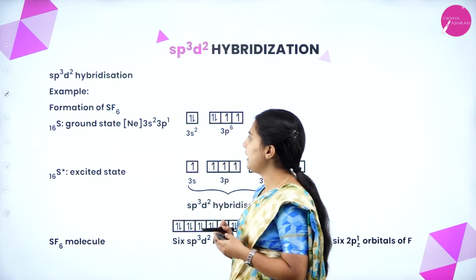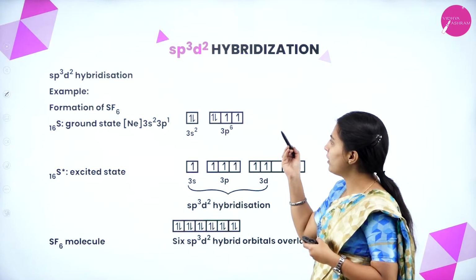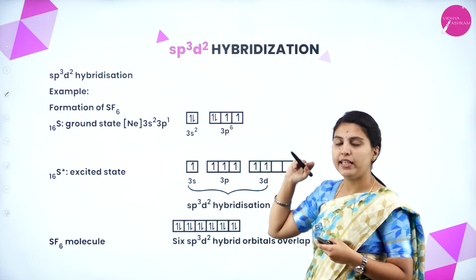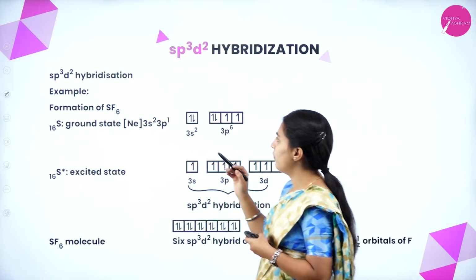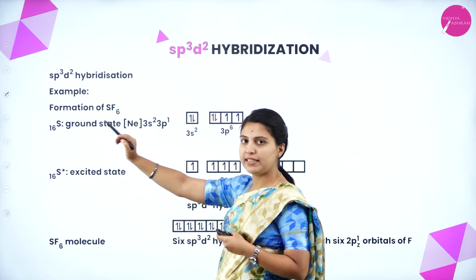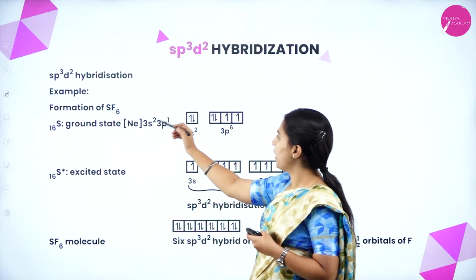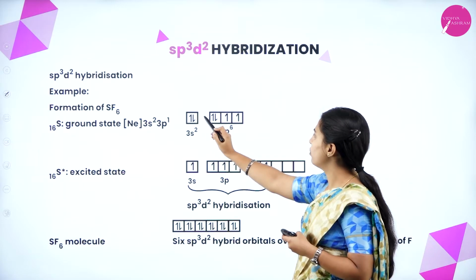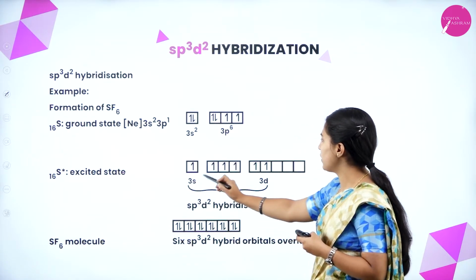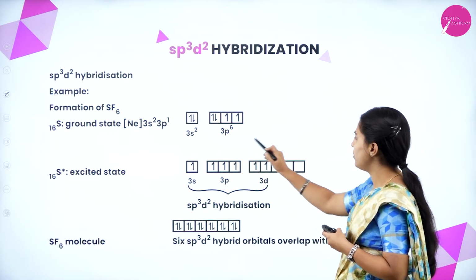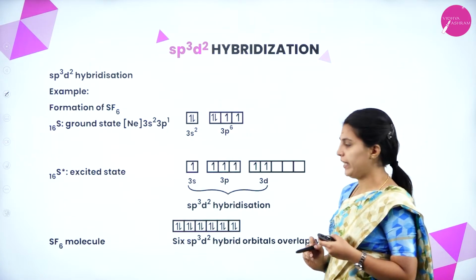Next one, sp3d2 hybridization. For this, example SF6. Before that, one s, p3 and 2 d orbitals will be present to form hybrid orbitals. For example SF6, for sulfur 16 is the atomic number. For neon it is completely 10, right? After that, 3s2 and 3p6. In the excited state, here 3s1, 3p and 2 will jump here, 3d. sp3d2 hybridization will take place.